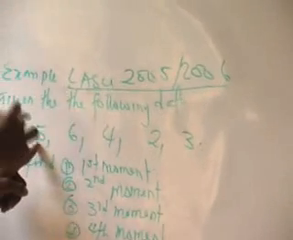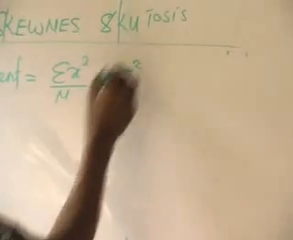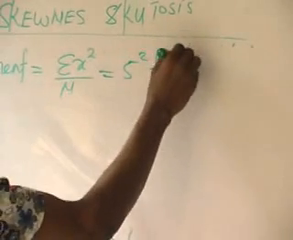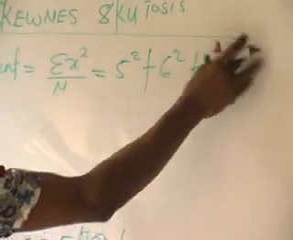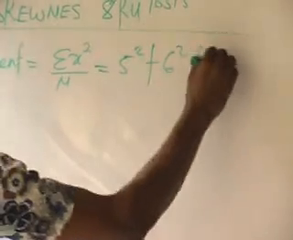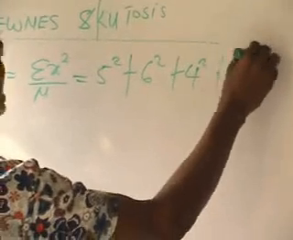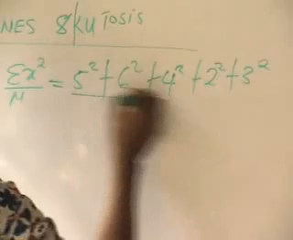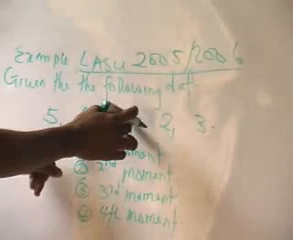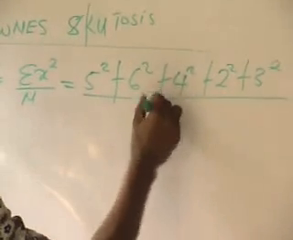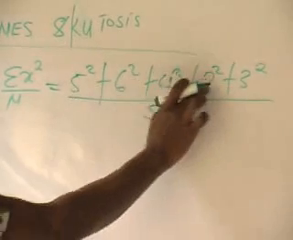This is our x. The first one is 5. We say 5 raised to the power 2 plus the second one 6 raised to the power 2 plus the third one 4 raised to the power 2. Are we together? Then plus what? The fourth one, 2 raised to the power 2. Then plus the fifth one, 3 raised to the power 2. So each one of them, this is the first, second, third, fourth, and fifth, raised to the power 2. Then all over n. How many are they? 1, 2, 3, 4, 5.